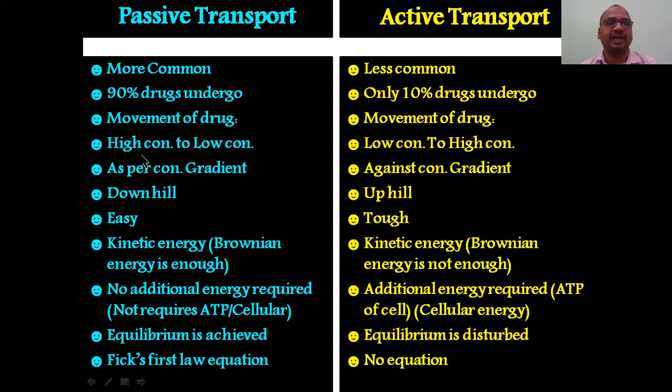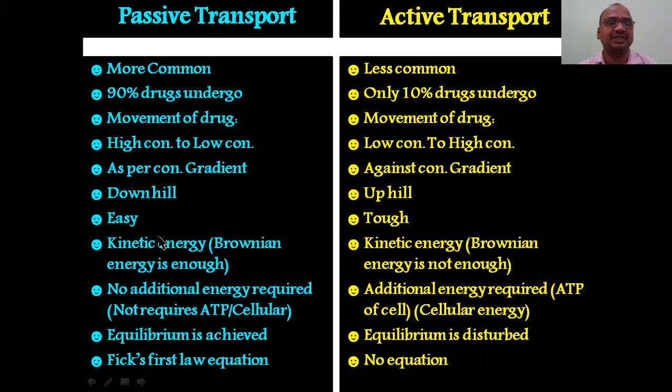Movement of a drug: high concentration to low concentration, same points what I have explained. Here low concentration to high concentration, as per the concentration gradient. This is against the concentration gradient. Okay, this is downhill transport, this is uphill transport, this is easy, this is tough. Okay, since it is tough, it requires the kinetic energy. Here, since it is an easy job, kinetic energy, Brownian energy is enough. Here, Brownian energy is not enough. That point you have to keep in your mind. What is Brownian energy? That I will explain to you, very, very important one.